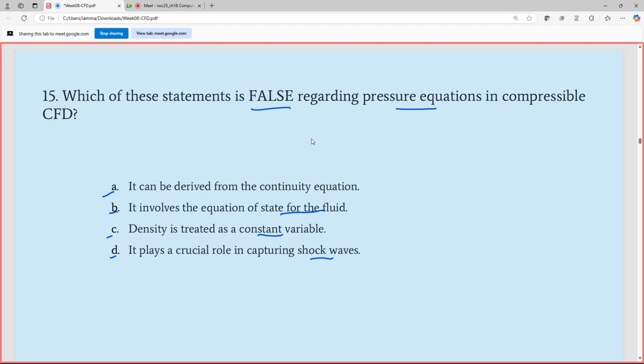Our answer is option C, density treated as a constant variable. Moving on to next question.